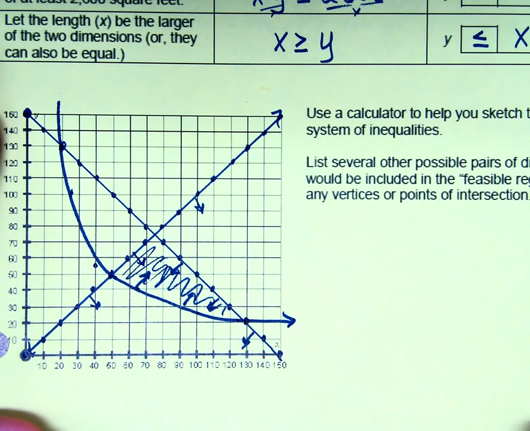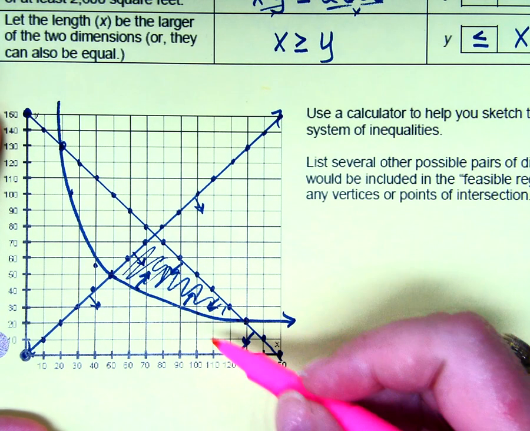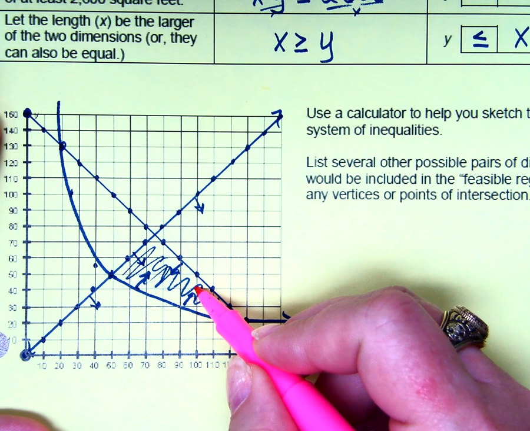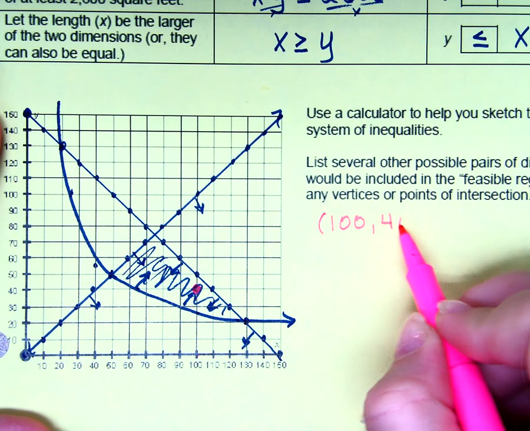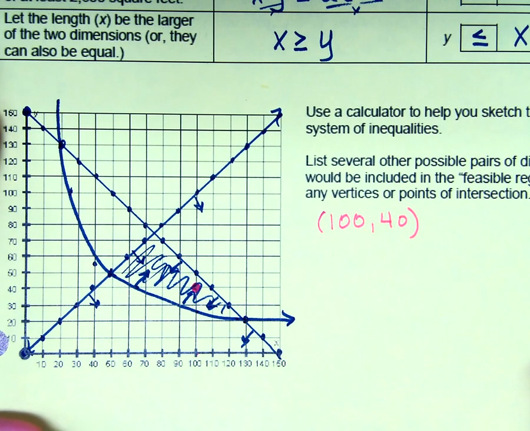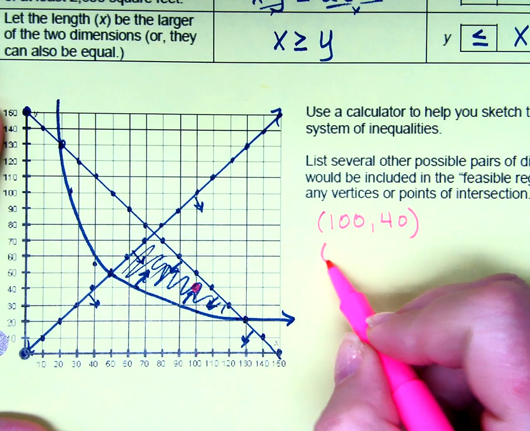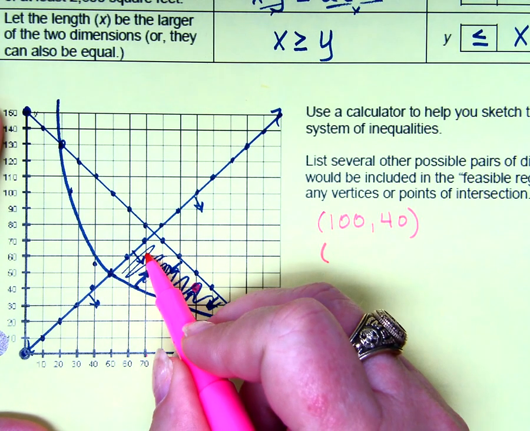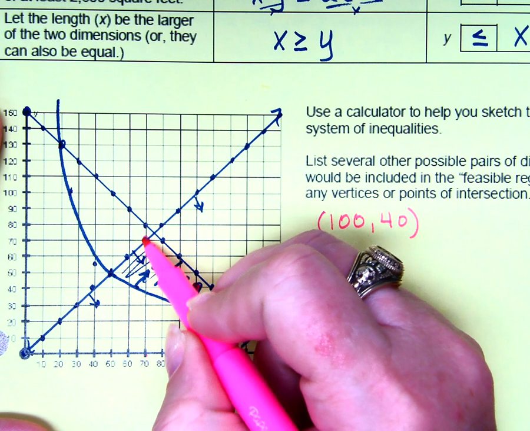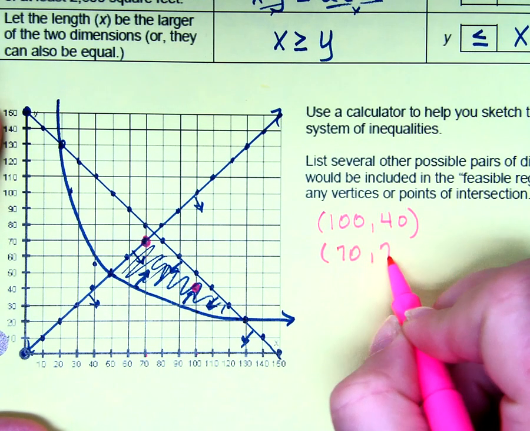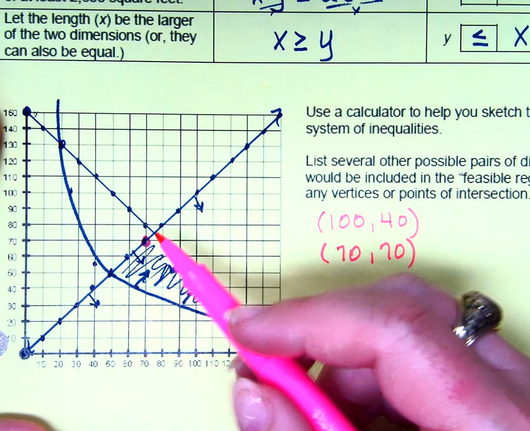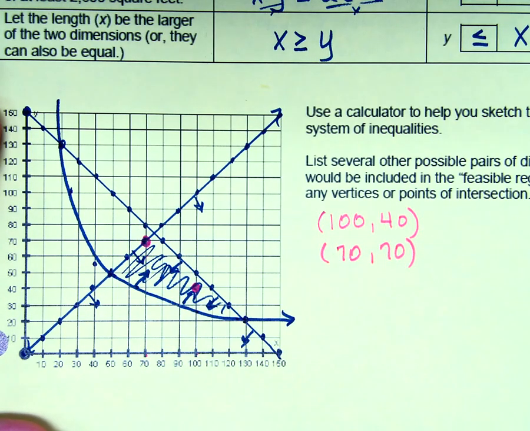Anybody got any? 140. You guys agree with that? 140. I agree with that. Somebody else, give me another one. 70. 70. Ooh, look at that. Why did you choose that one? It's on the border, right? It's on the edge. And because these are both solid lines, you know that works, don't you? You know it works. Okay.